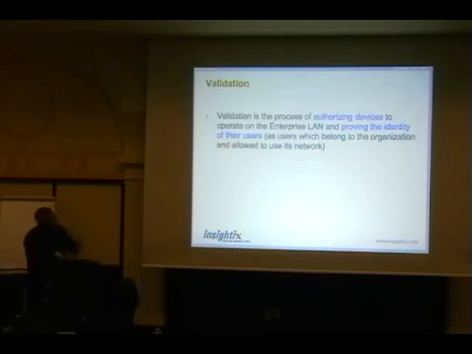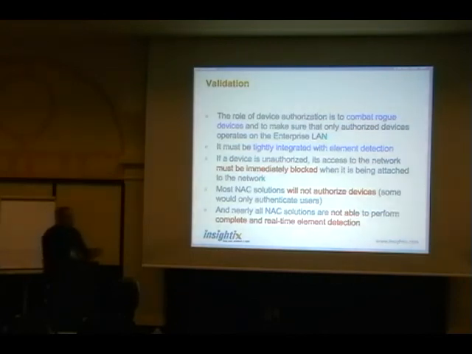Validation is the process of authorizing devices to operate on the LAN by identifying the identity of the devices and of the users. The idea here is that we wish to combat rogue devices. This is again tied with the element detection features. And at the end of the day, this shows us why we must immediately block any rogue element that tries to connect to our network. The problem here is, again, I mentioned that earlier, not all of the NAC solutions will actually authorize devices. Actually, most of them will not.